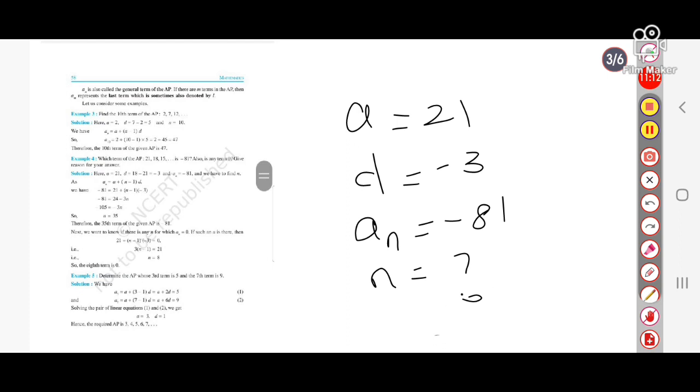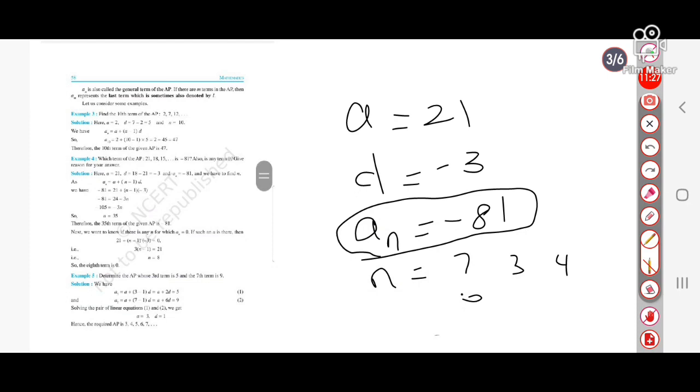If the n value is a whole number, I repeat, if the n value is a whole number, then the number which they have told will come in the sequence. If the n value is 3 or 4 or 34, whatever it may be, if it is a whole number, then surely this minus 81 is there in the sequence. Or if you substitute and get the value in decimals or something else like that, then the end result present over here will not come into the sequence. That is what your answer should be. Now a_n we know, a we know, d we know. We need to find the value of n.